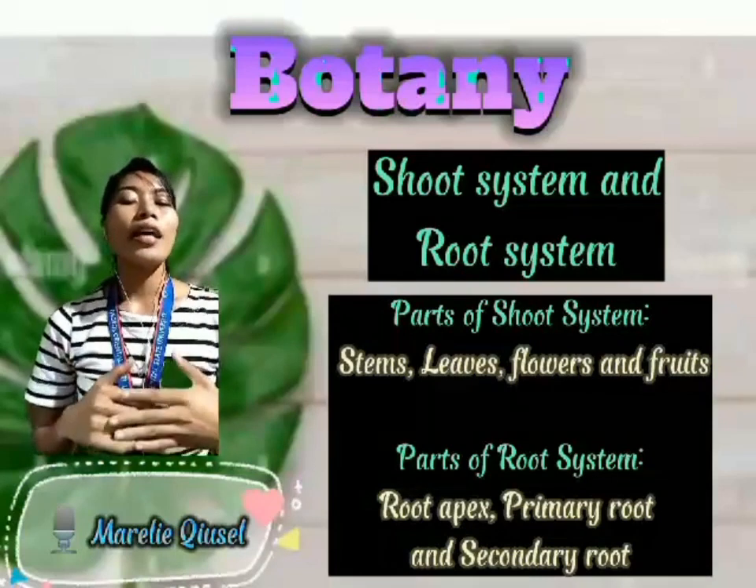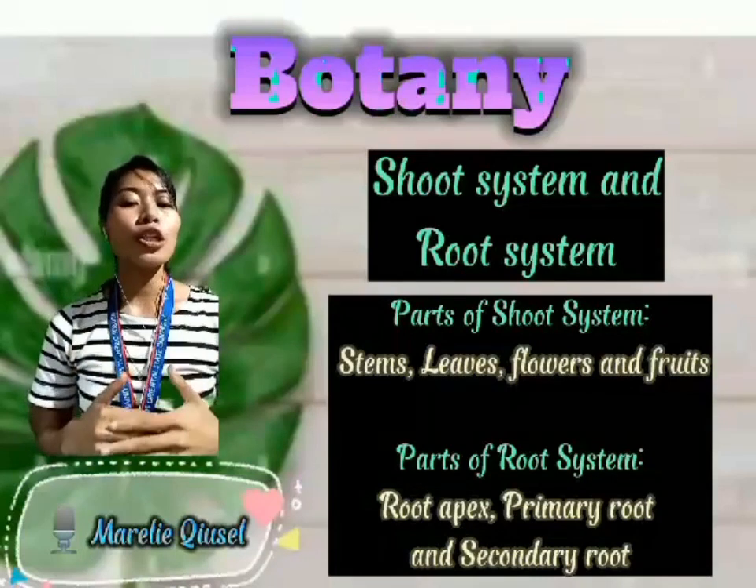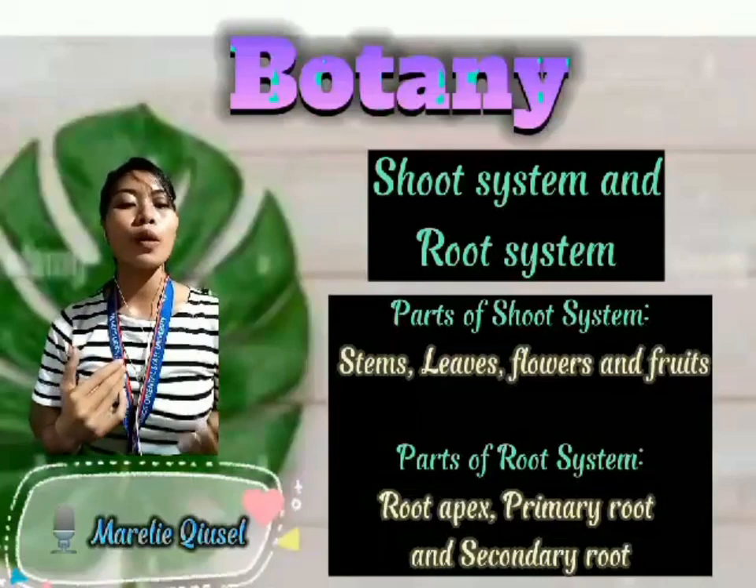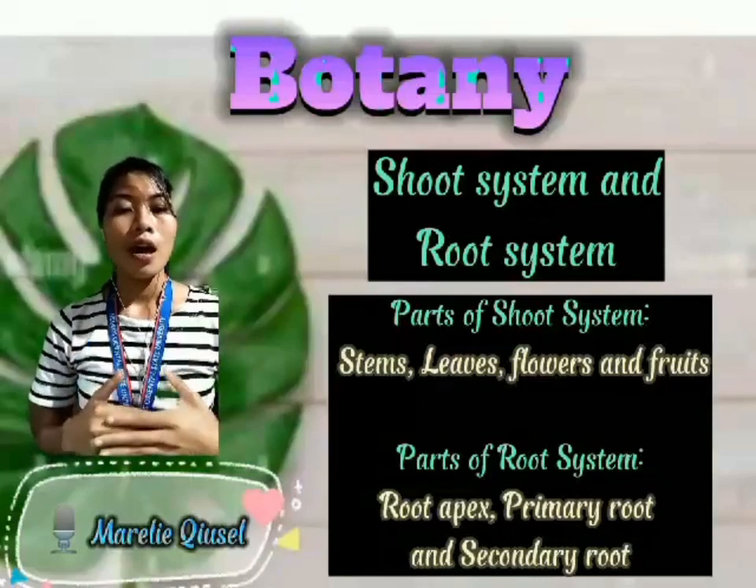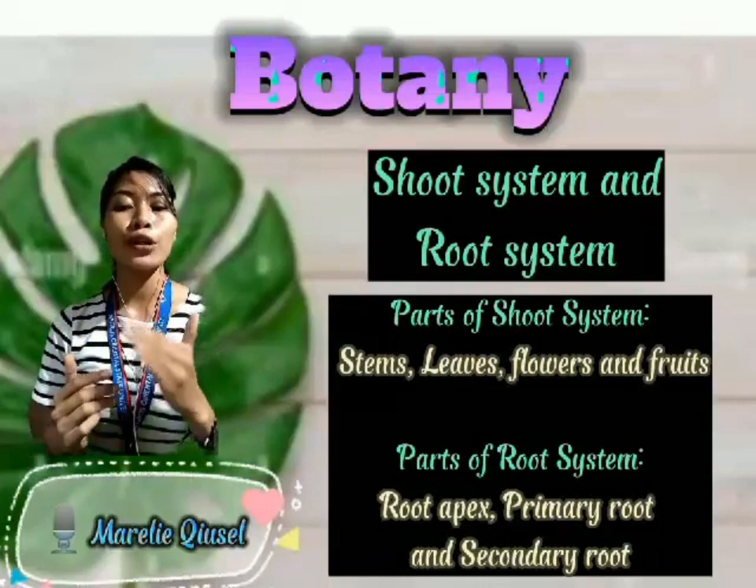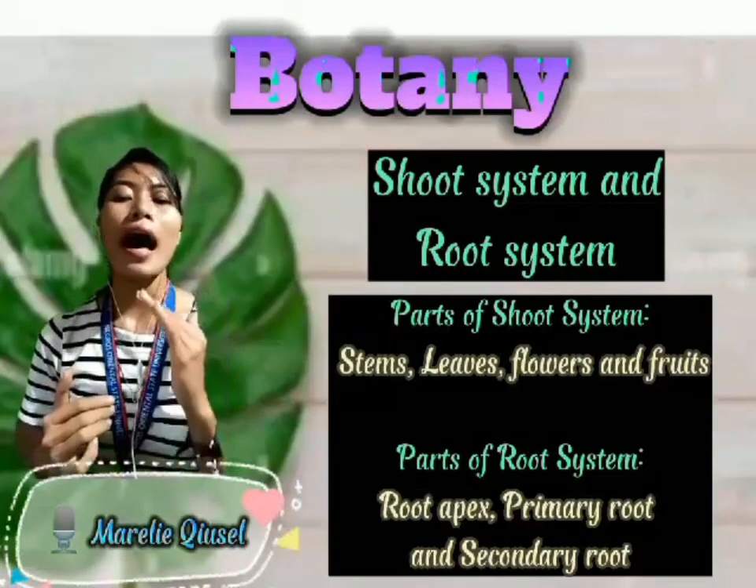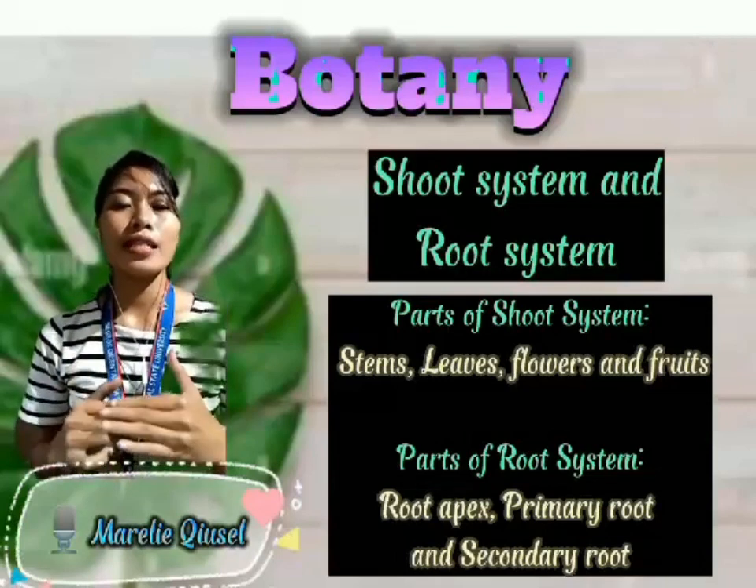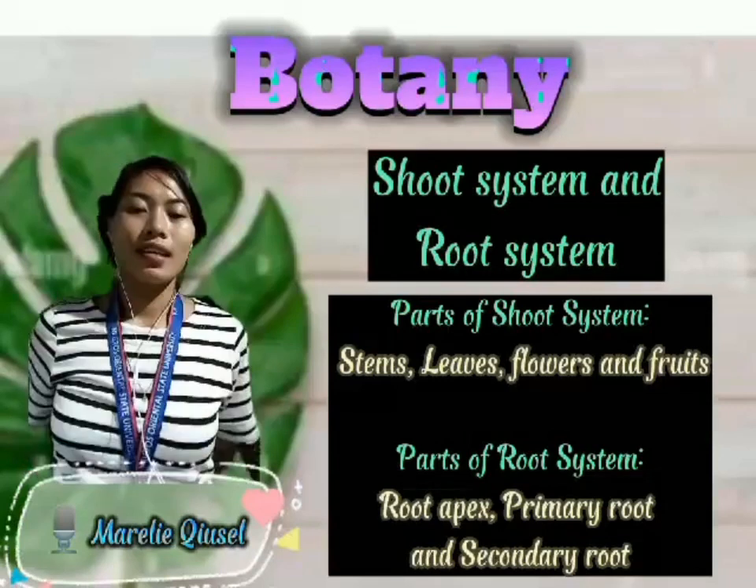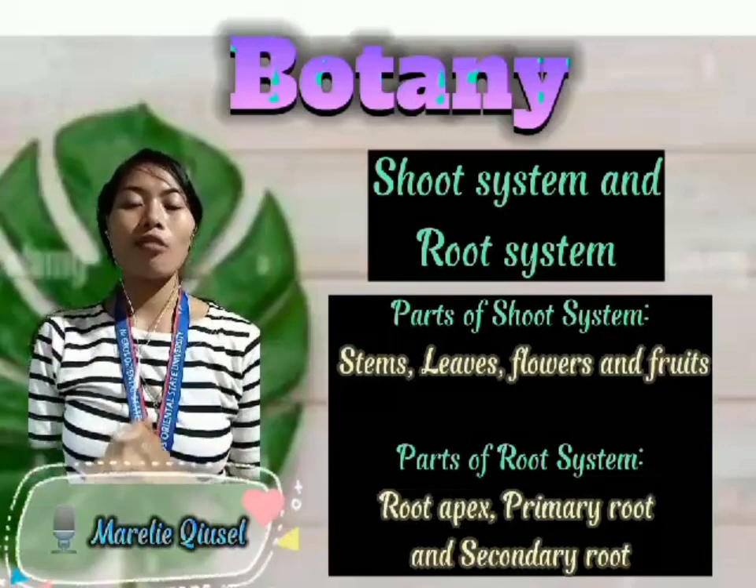Then, the root system supports the plant and absorbs water and minerals, and is usually positioned underground. The parts of the root system are the root apex, and the primary and secondary roots. And that's my answer to question number 3.